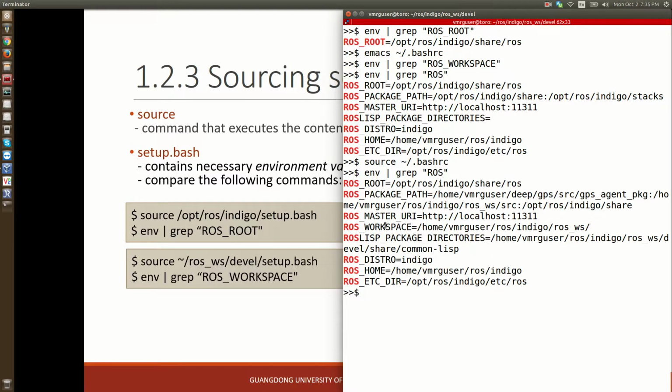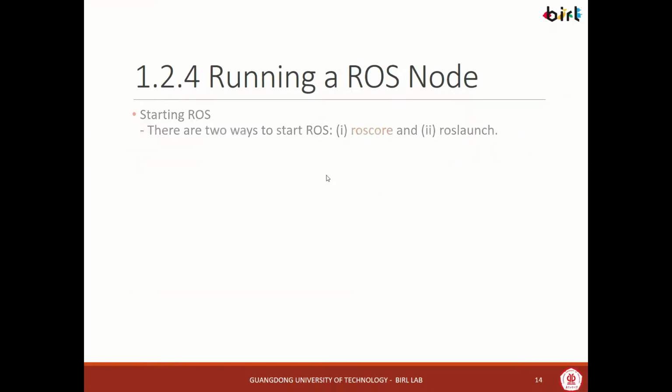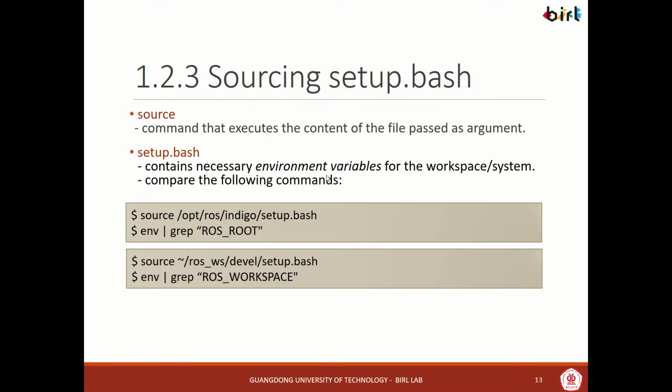Here it is. ROS workspace, and we have this path. So then when I do roscd, it automatically takes me to the same path as well. Okay, so all of this sourcing is important in order for your computer, first, to be able to find ROS, second, to be able to find your workspace.